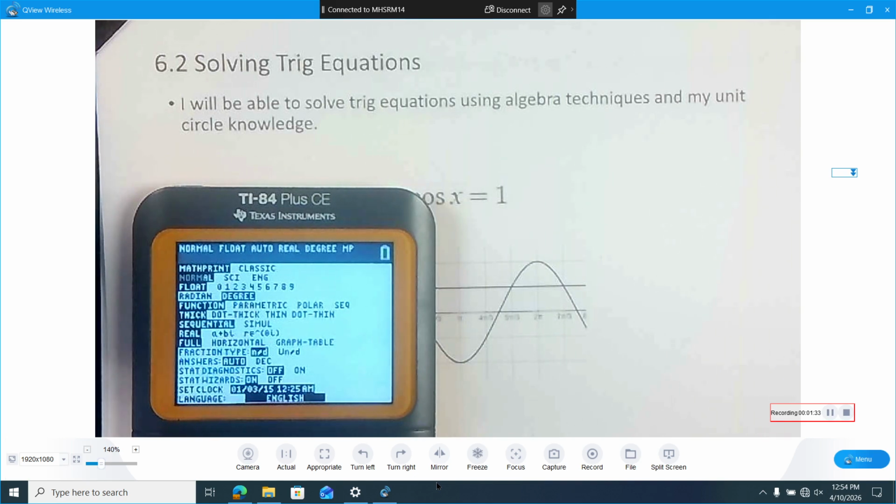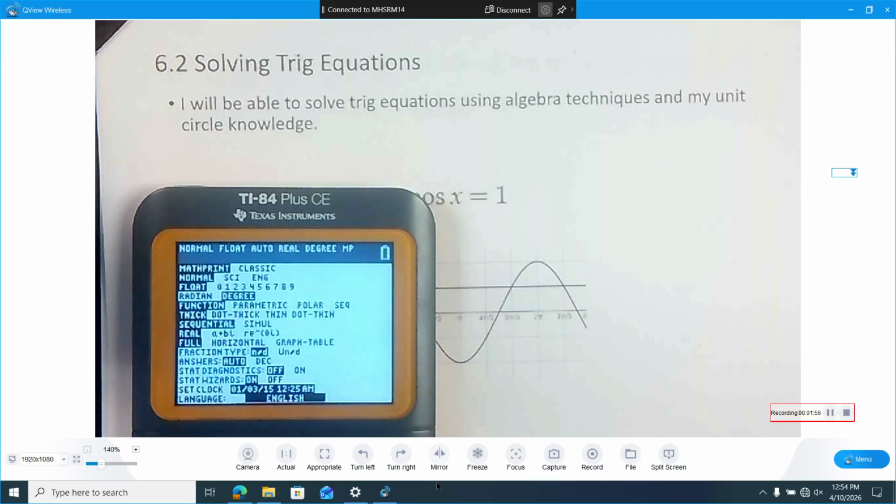Okay. Mine looks exactly like yours, except the date's a little different. Okay. All right. Here we go. Okay, there's the code on there.